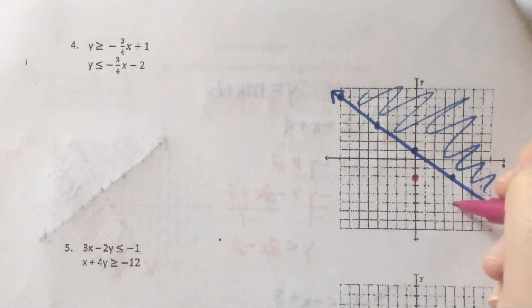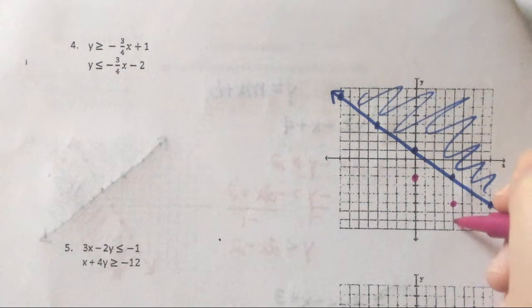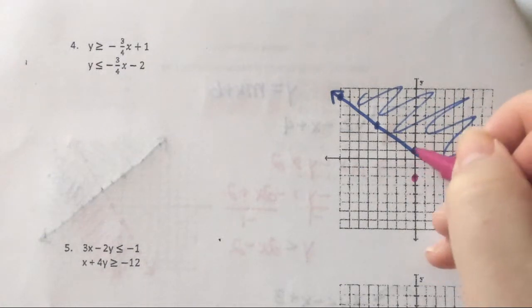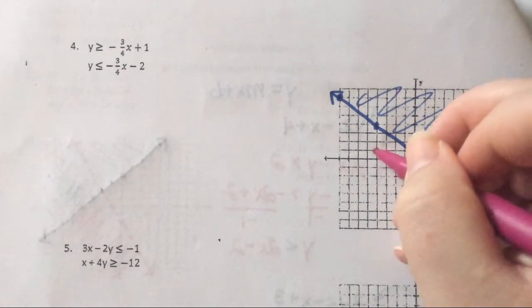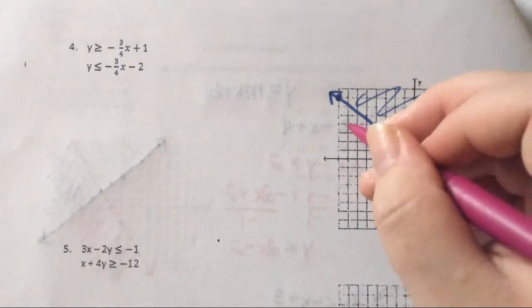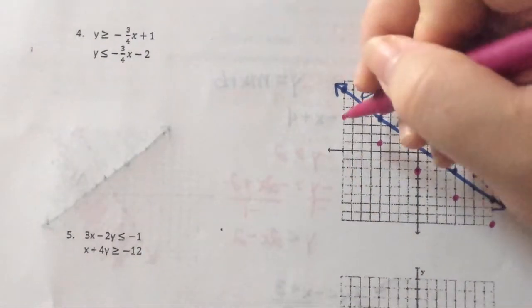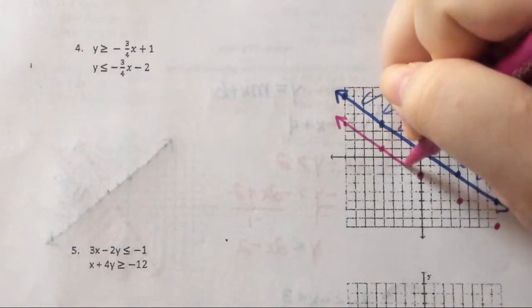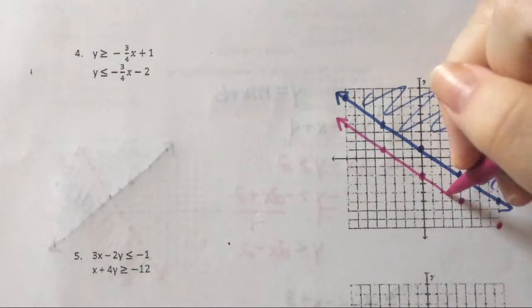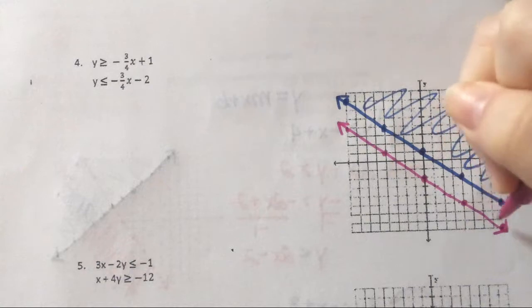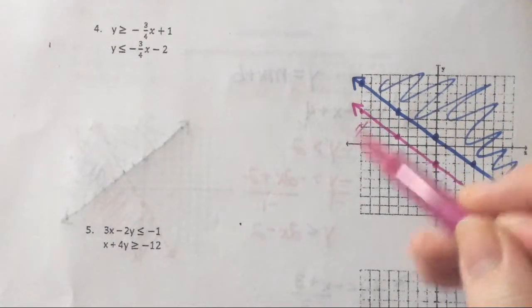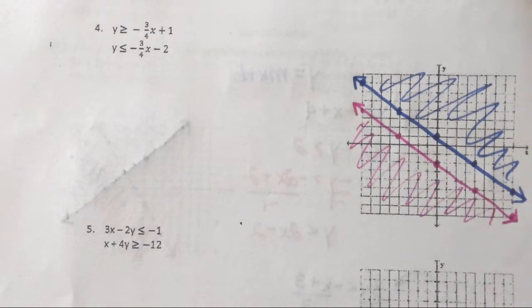1, 2, 3, 4. And yes, there is a reason they are parallel, and we'll get to that in just a second. I get to connect the dots with a solid line since it's less than or equal to. And since it's less than or equal to, when I shade, I'm going to shade below the line.